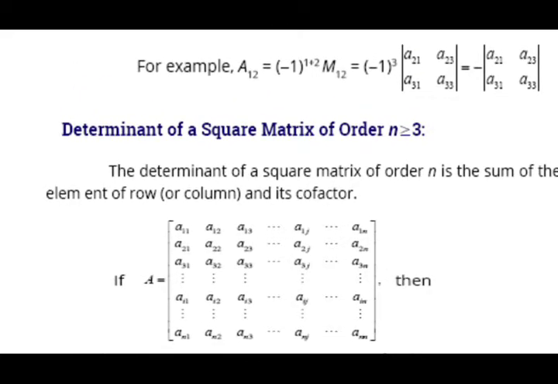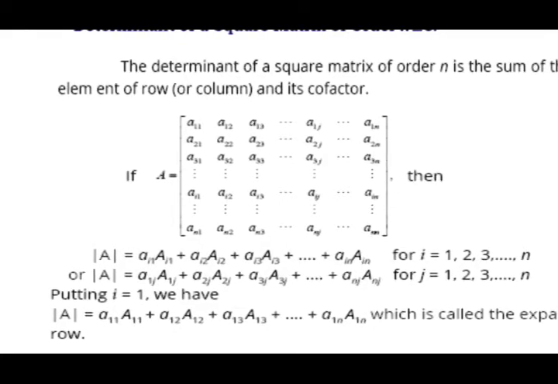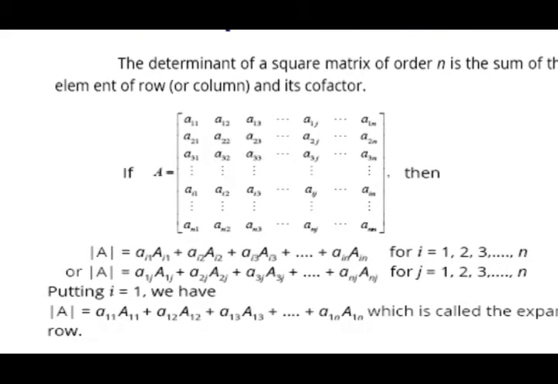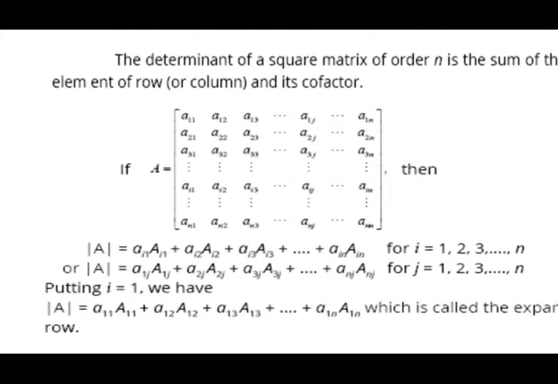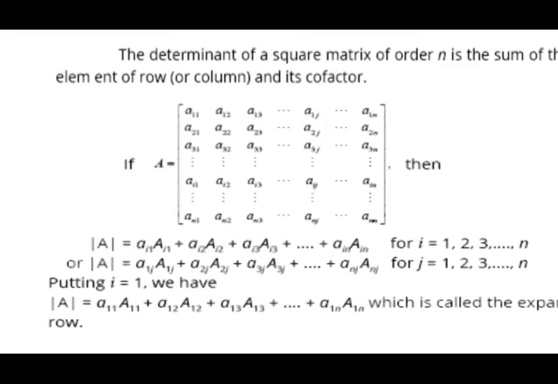Determinant of a square matrix of order n greater than or equal to 3. We expand it from the first row: a11, and then we multiply it by its cofactor A11, then a12, and multiply it by its cofactor A12. In the same way we can find the determinant.